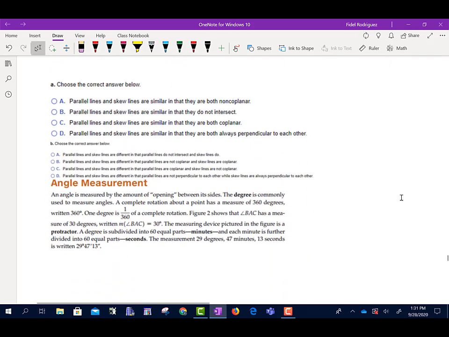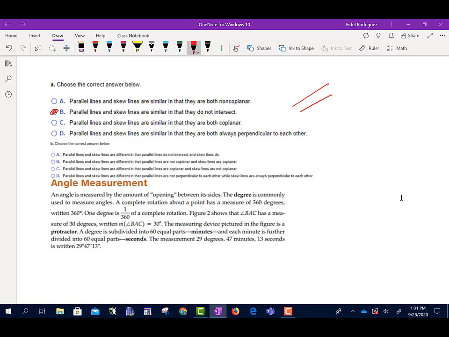All right. And it says, look at the next one. Choose the correct answer below. Parallel lines and skew lines are similar in that they're both non-coplanar. No, that's not true. Remember, parallel lines, guys, are in the same plane. Parallel lines and skew lines are similar in that they do not intersect. That is true. Okay? And there's my choice. And look at part B.